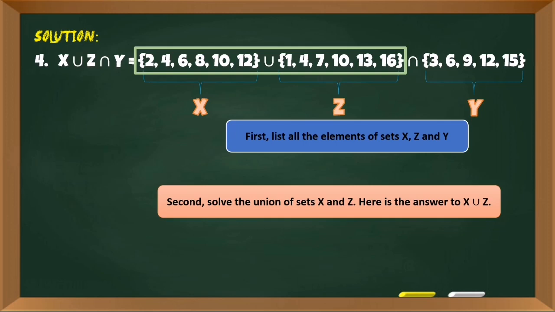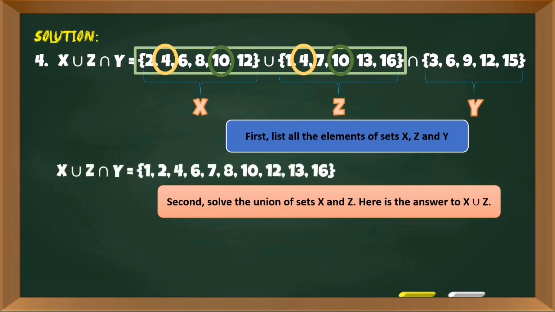As mentioned earlier, when we are getting the union of two sets, we will not list again the elements that occurred twice. In this case, 4 and 10 are found both in set X and Z. That's why we list them only once. After that, arrange in increasing order, so this is the final answer. The union of set X and Z is equal to the set that contains the elements 1, 2, 4, 6, 7, 8, 10, 12, 13, and 16.